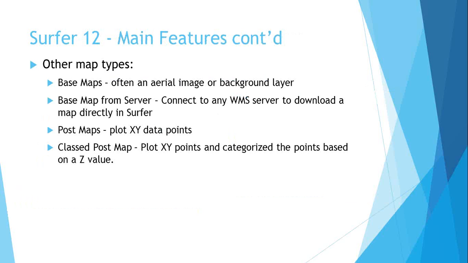The other maps that Surfer can create are base maps, post maps, and class post maps. A base map is often used to display an aerial or background image behind a contour map or another map type. A post map will plot the X, Y points of a data file on a map, such as well locations. A class post map is similar in that it will plot X and Y points from the data file, but it will also use another column, the Z value, to categorize the points into different classes. Each class can then be assigned a unique symbol or color to represent the data.